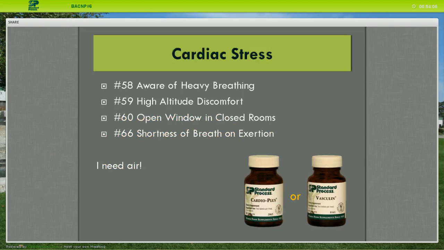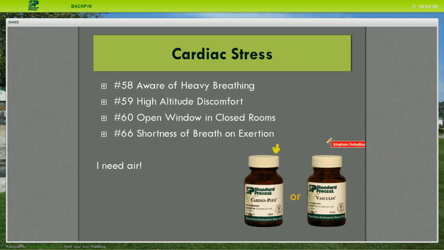And we're focusing on some of the cardiac areas. Questions 58, 59, 60, and 66 are all about cardiac stress. And so cardiac stress means I'm giving them either Cardio Plus or Vasculen. So now the decision just has to be made. Is this a person that has high blood pressure or more need for relaxation? Are they having that kind of problem, anxiety and tension?